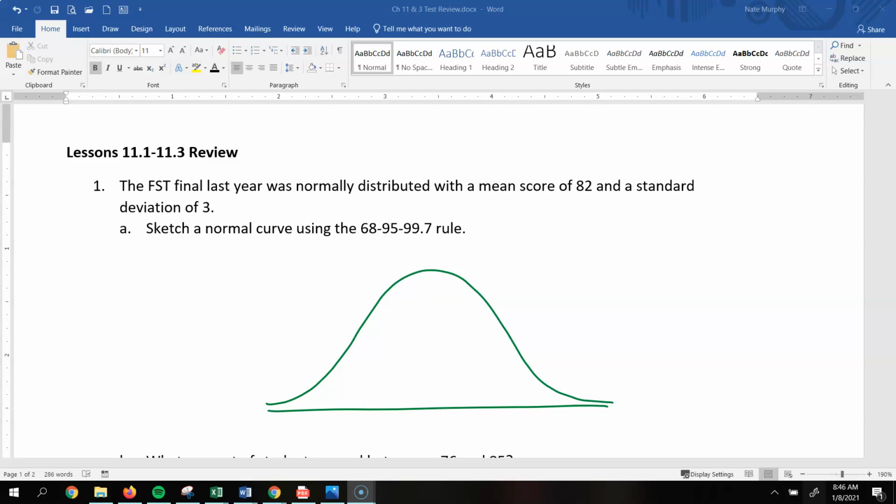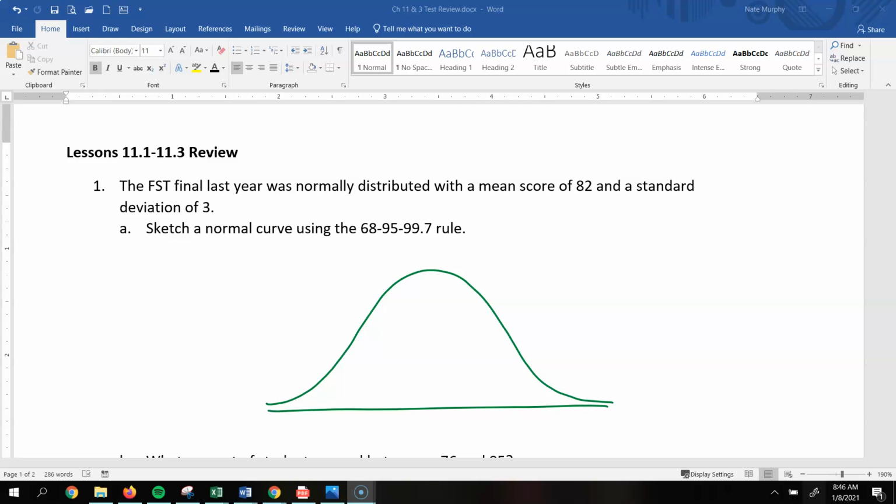All right, so in this part of the video, we're just going to look at the parts for 11.1 to 11.3. So let's start with number 1. It says if FST final last year was normally distributed with a mean score of 82 and a standard deviation of 3, sketch a normal curve using the 68, 95, 99.7 rule.